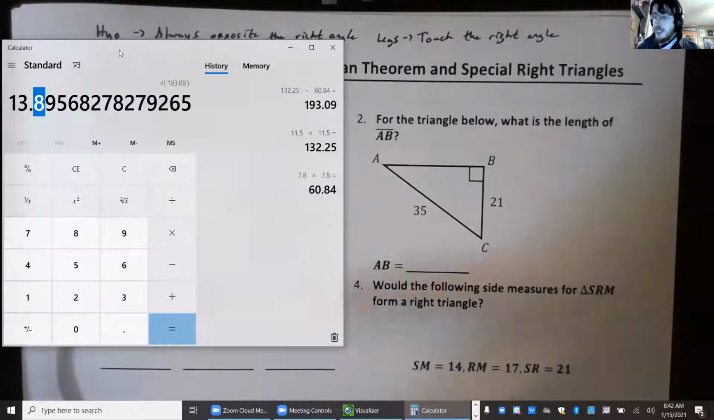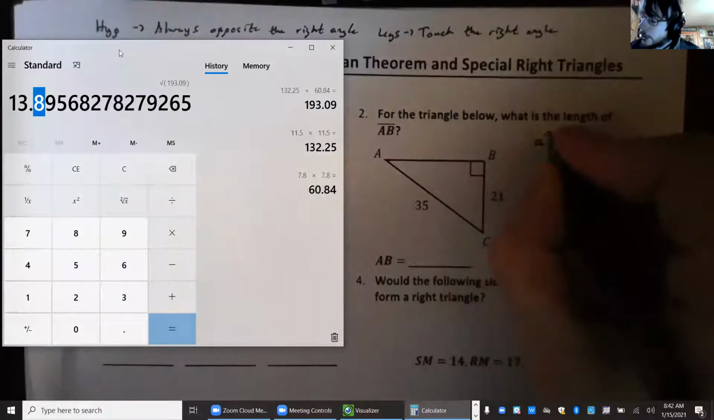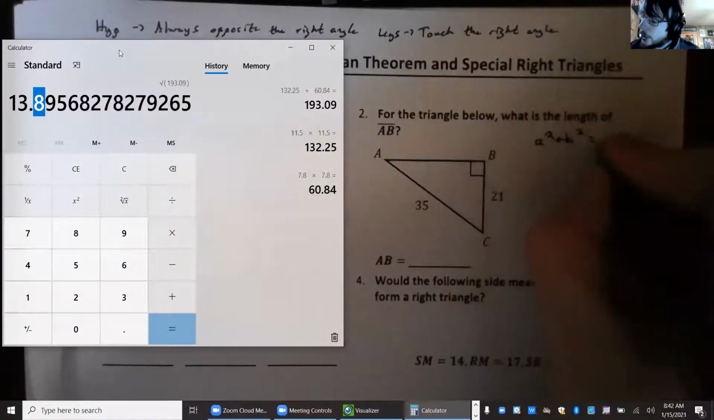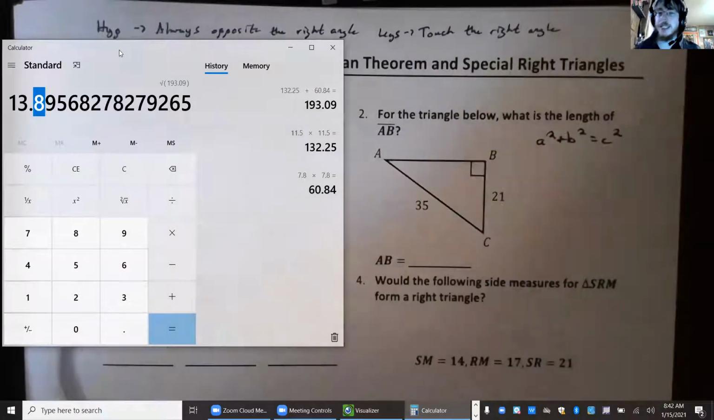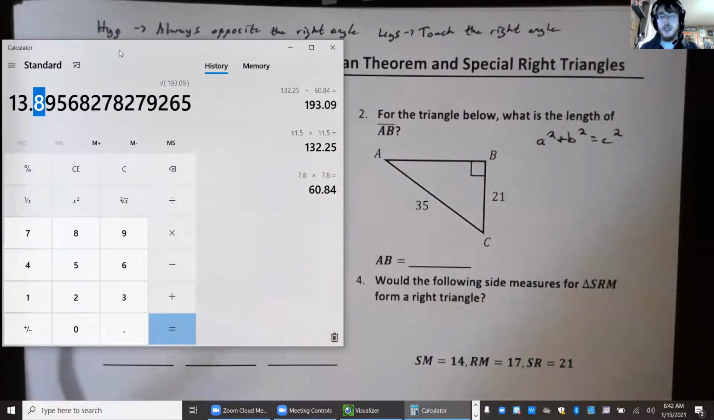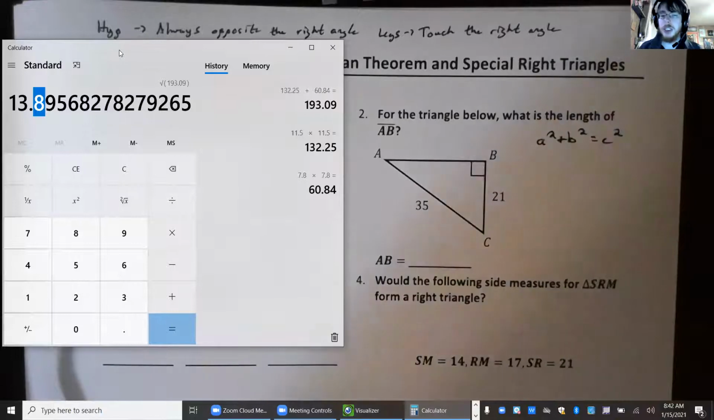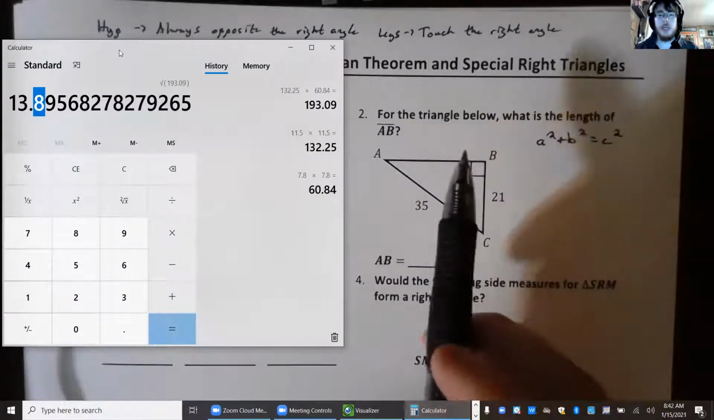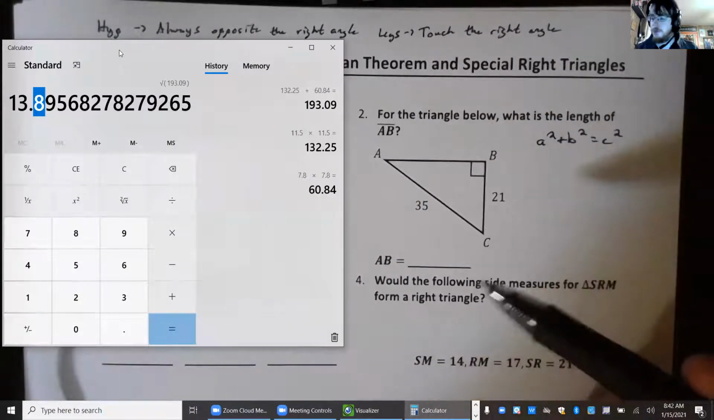So we know we're going to have a squared plus b squared equals c squared because it's a right triangle and we're trying to find the length of AB. Well, let's look and see what we should label AB. Should we label it with an A, B, or a C? And that all depends on whether it is a leg or hypotenuse.